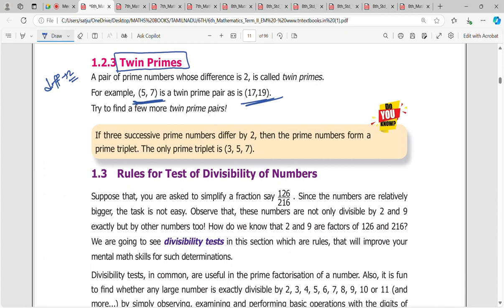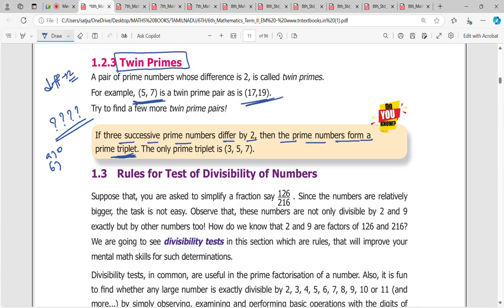Now try to take this note also. You are coming across a question called triplet. In your UPSC you are getting a question called triplet. If 3 successive prime numbers differ by 2, then those prime numbers form a prime triplet. Very, very important. You will get a question like how many such prime triplets will be there.